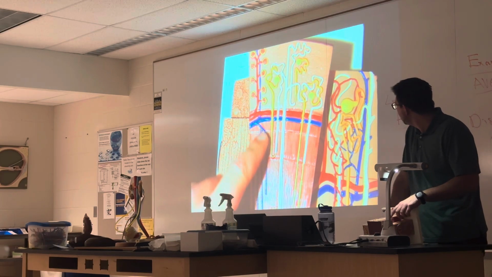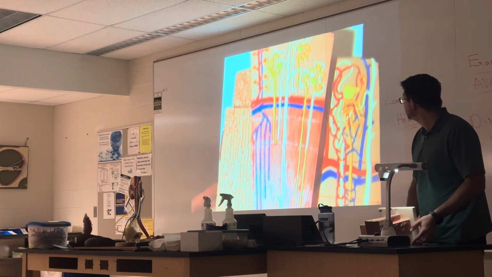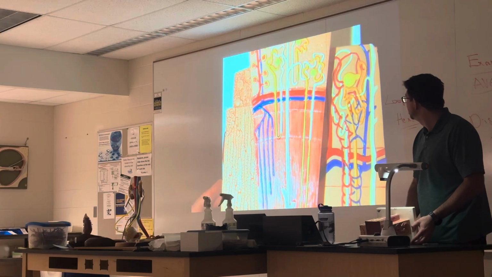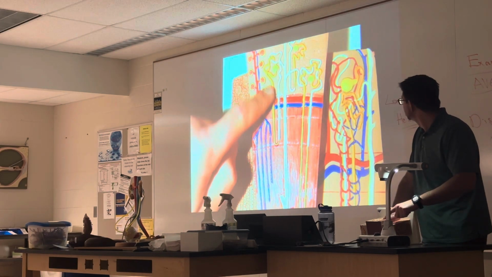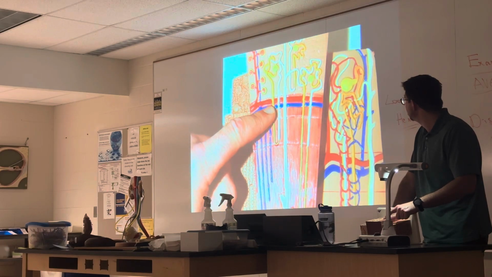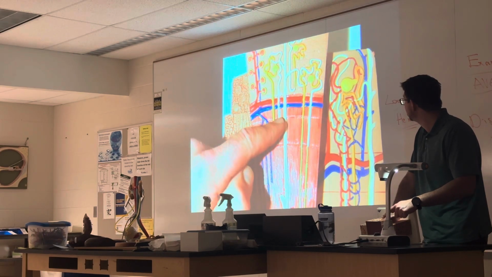This model's nice because, again, we're able to see the two major types of nephrons. So here's the cortical nephron right here. Once again, short loop of Henle, cortical nephron.